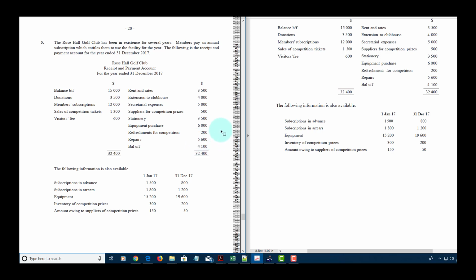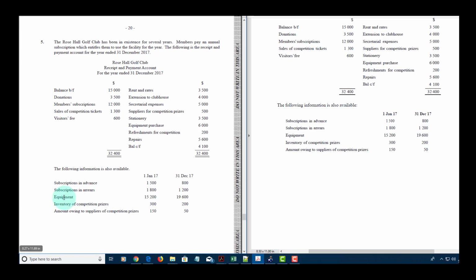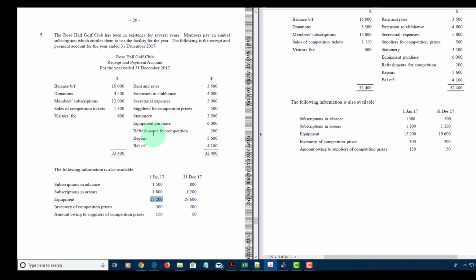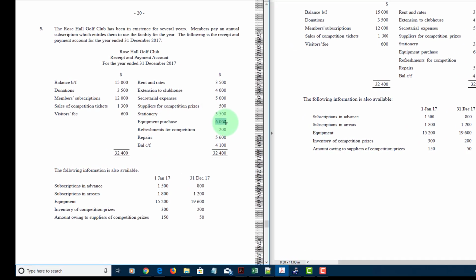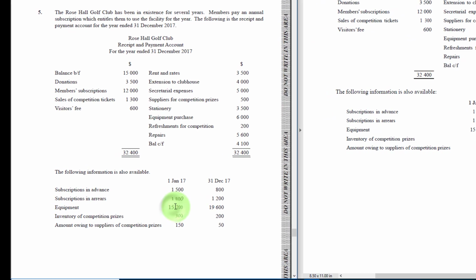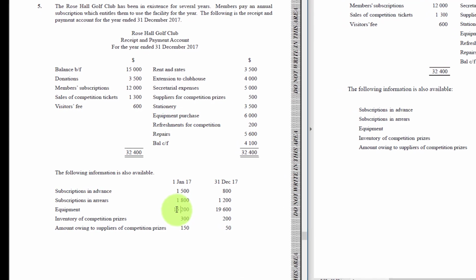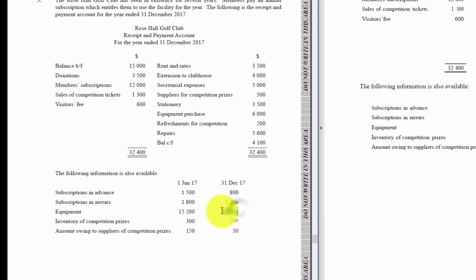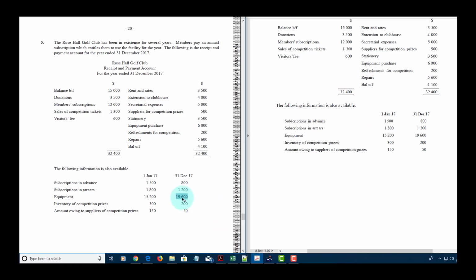Alright, when dealing with these questions, it is important that you keep your eyes open. For instance, equipment, 15,200. We have up here $6,000 for equipment. So it means if we add 6,000 to 15,200, we would get 21,200, which means the closing balance should be 21,200. That is an indication that there is depreciation on equipment.